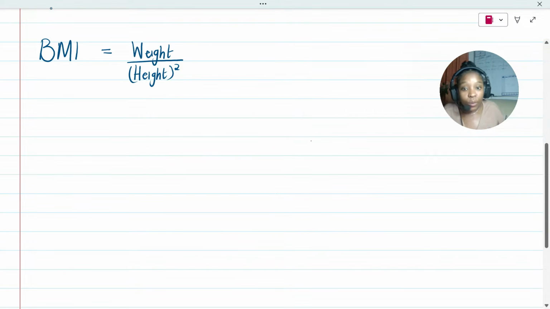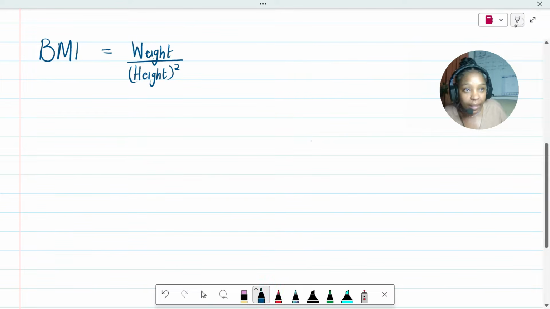Now we need to be very careful. What are the units that we use when you're calculating a person's BMI? A person's weight needs to be in kilograms and their height needs to be in meters, and that is all squared. So that is how we calculate BMI.